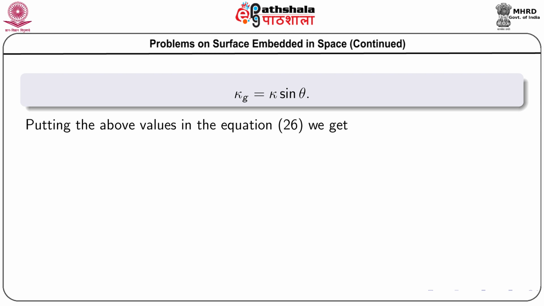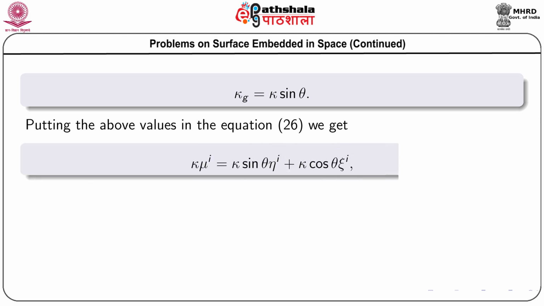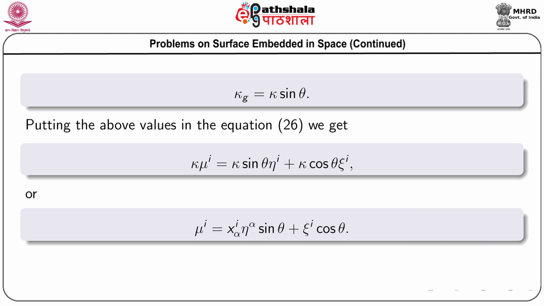Now, putting all these values in equation 26, the previous equation, we get kappa mu I equals kappa sin theta eta I plus kappa cos theta xi I. Because eta I can be replaced by x I alpha eta alpha, we have mu I equals x I alpha eta alpha sin theta plus xi I cos theta.